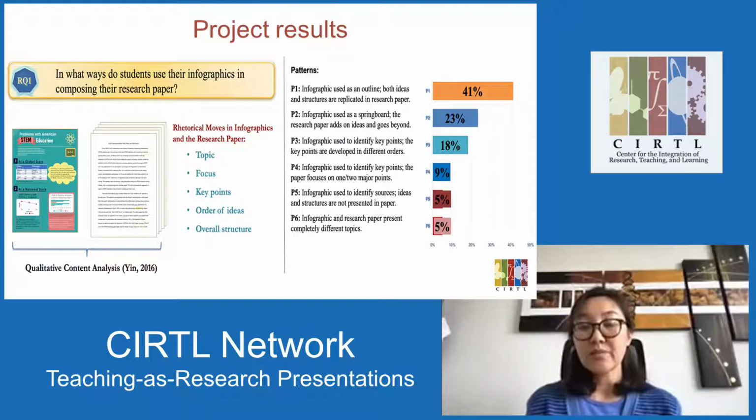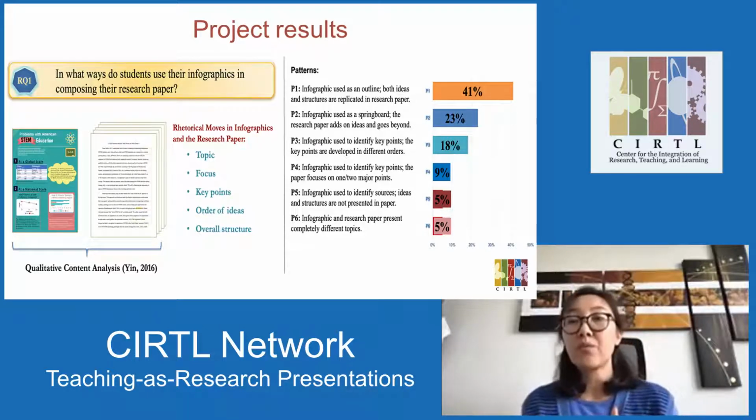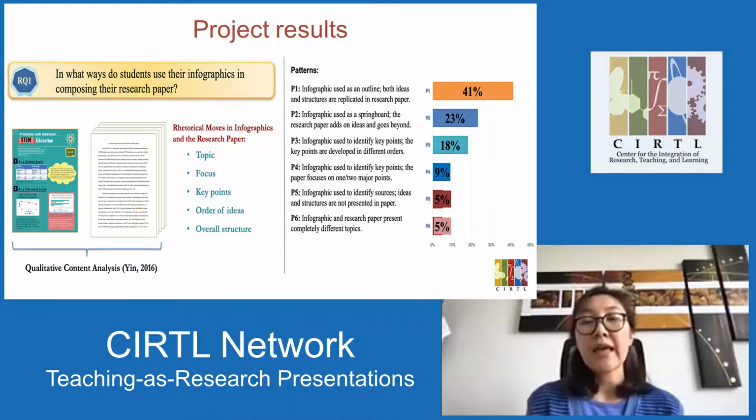About 18% of the students used the infographic to identify key points, but these key points were developed in different orders in the research paper. And 9% used the infographic to identify key points, but the paper focuses on 1 or 2 major key points and did not explore other key points that were presented in the infographic. And 10%, about 2 students in the class, actually produced different content for both the infographic and the research paper.